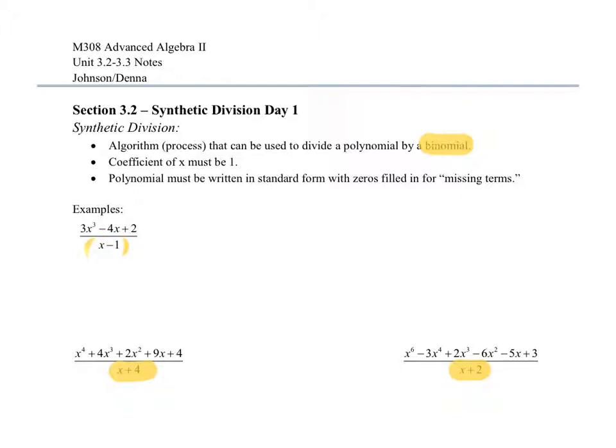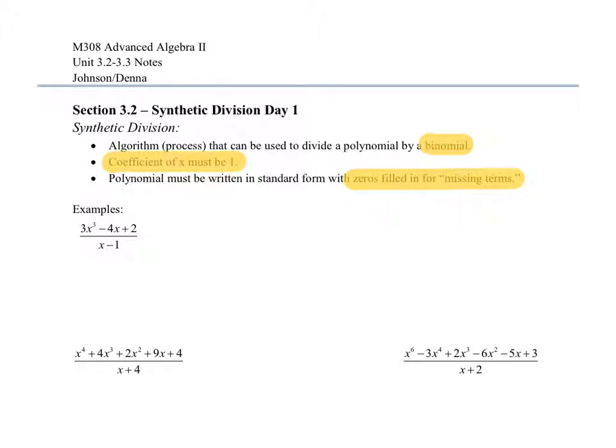But it's actually going to be really, really useful. You guys are going to like this a lot. Another really important thing about synthetic division is that the coefficient of x in the divisor must be 1. So notice again that down here, all of the coefficients on the x's are 1. And the third important thing here is that you must fill in zeros for any missing terms, okay?